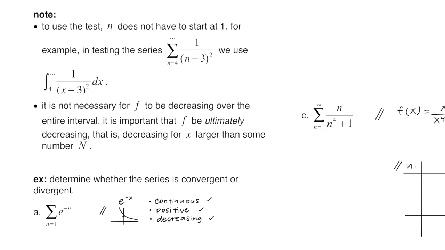Then we have a note: in order to use the integral test, n does not have to start at 1. So for example, if you're testing a series where n starts at 4 and goes to infinity of 1 over (n minus 3) squared, we use the integral from 4 to infinity of the function. Next, it is not necessary for f to be decreasing over the entire interval. It is important that f be ultimately decreasing, that is, decreasing for x larger than some number n.